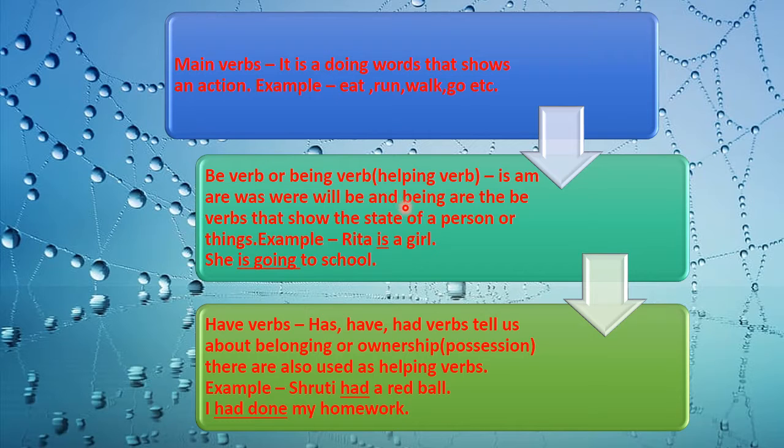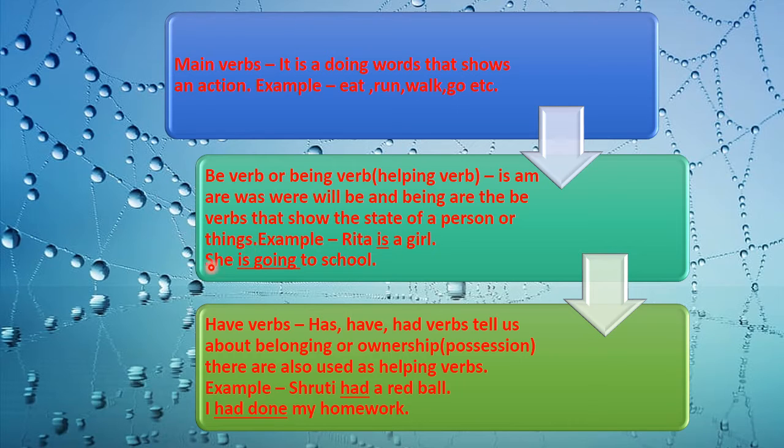An example is given here, Rita is a girl. Now here, in Rita is, the verb is shows the state of a person, Rita, that she is a girl. So here is acts as a main verb. There is no other verb, so this is acting as a main verb.